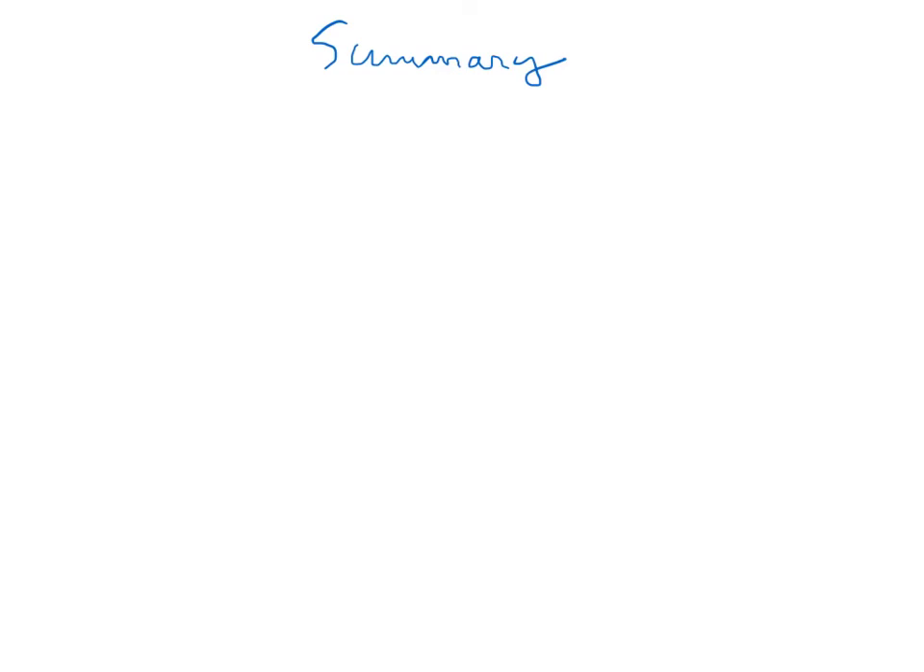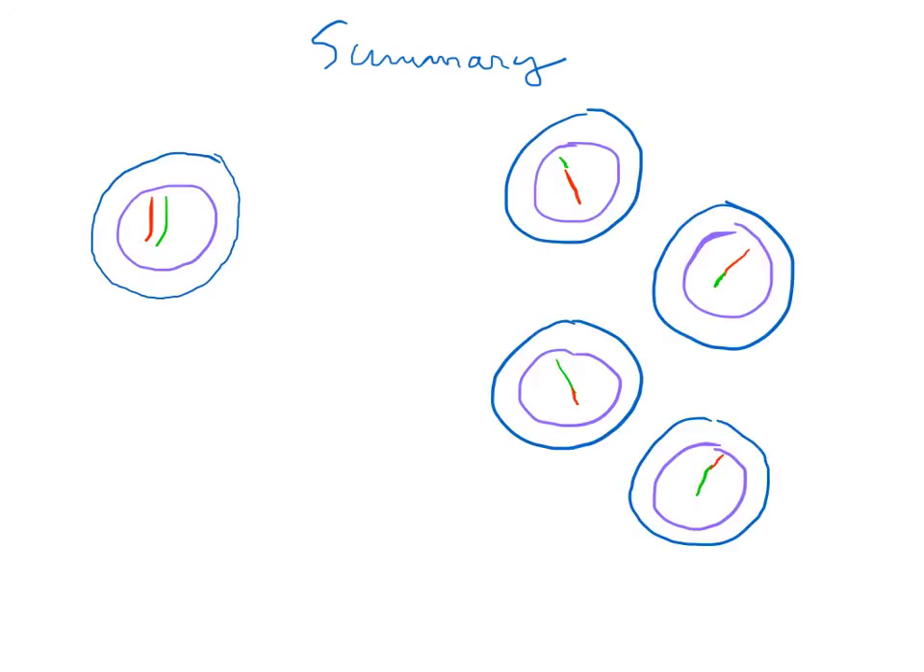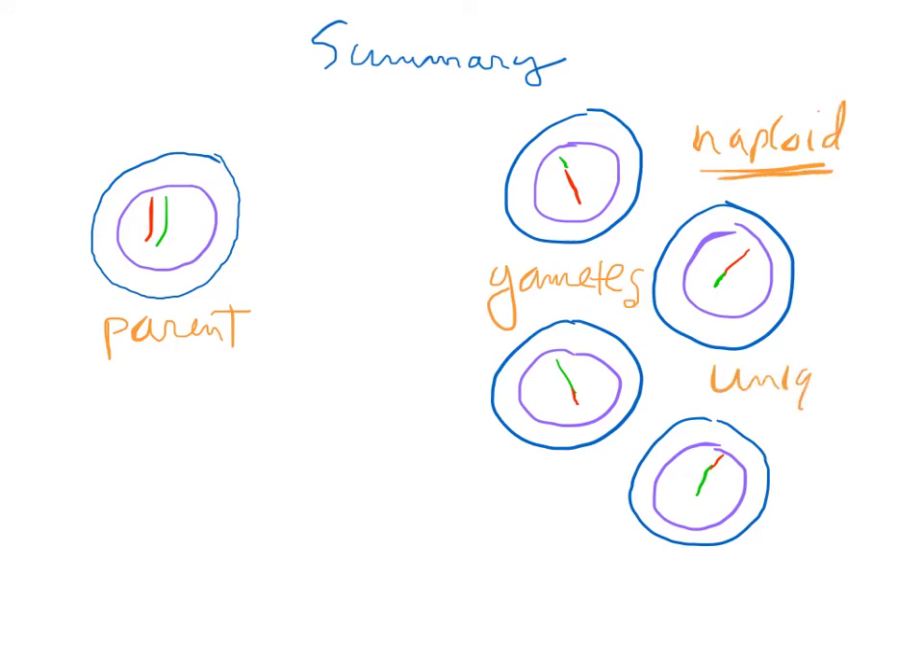So as a quick summary for meiosis, this diploid parent that has a red chromosome from its mother and a green chromosome from its father produces these 4 gametes that are haploid. And each one is unique. And that is why you look different than your brother or look different than your sister. The end.